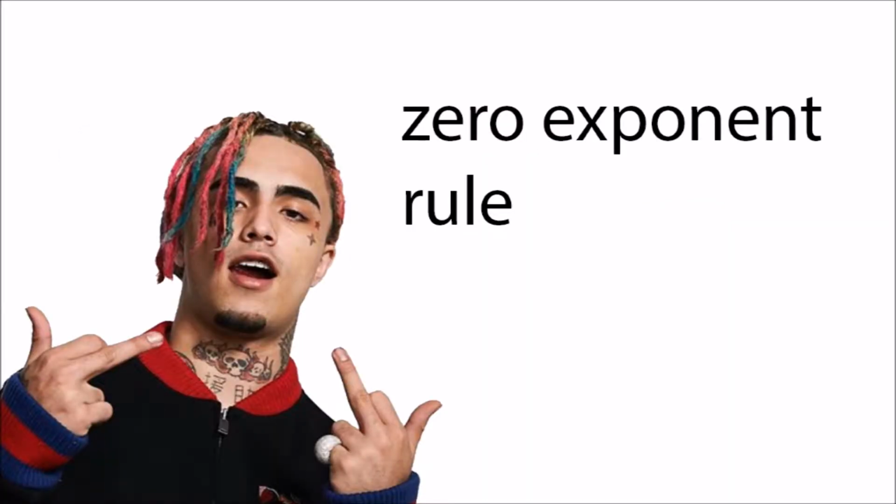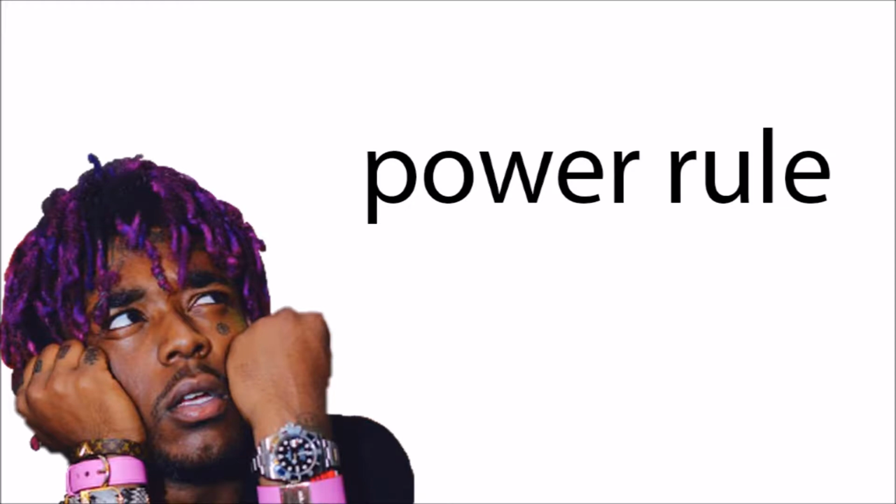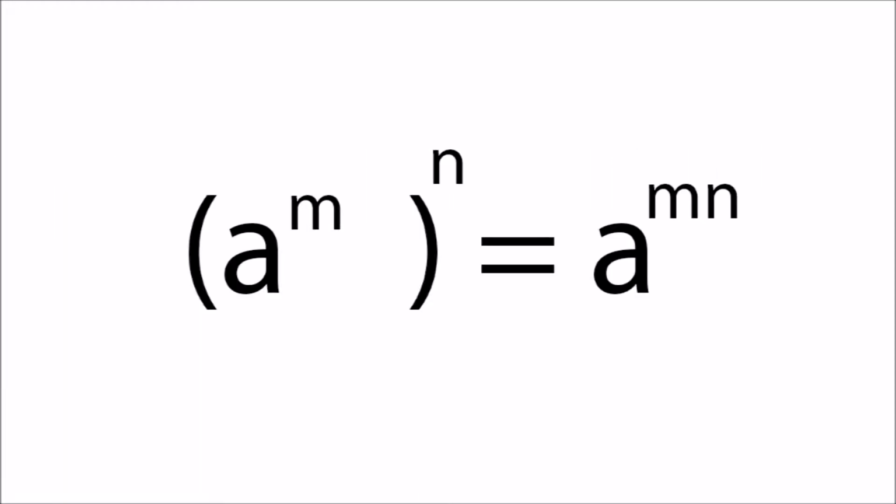The first rule is the zero exponent rule. Whenever any number is set to the power of 0, it's always 1. Second is the power rule. This is the rule of multiplying exponents. This says that to raise a power to a power, you need to multiply the exponents.